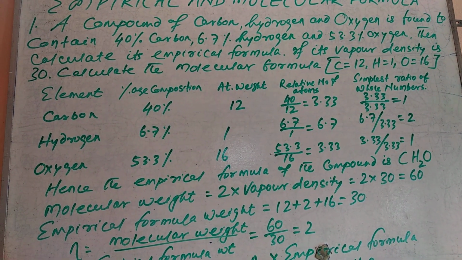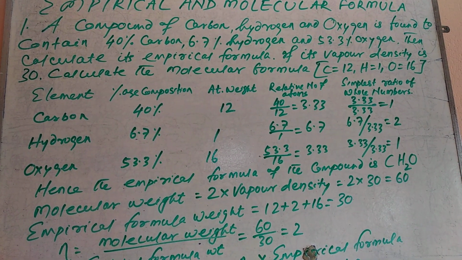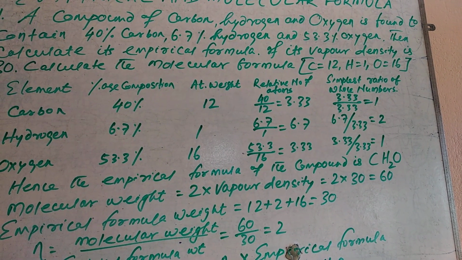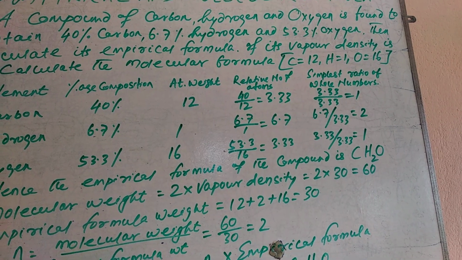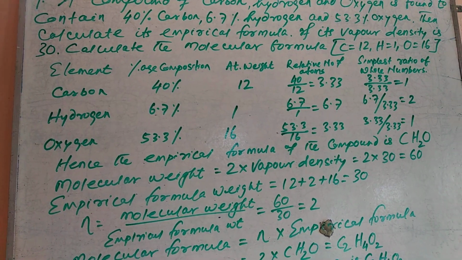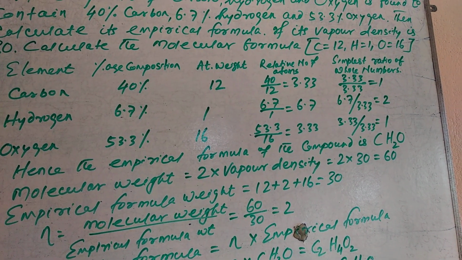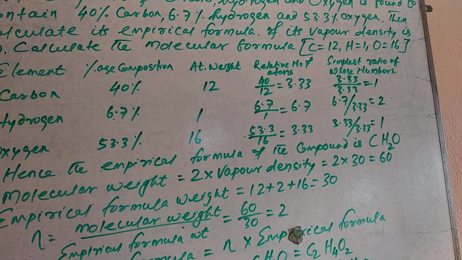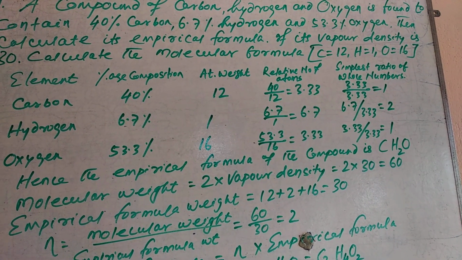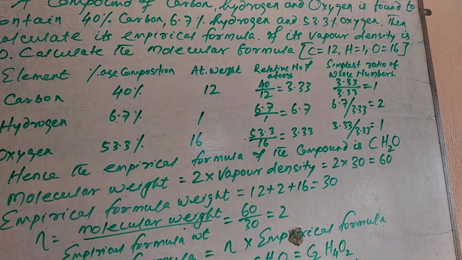Now, my dear students, you have to make 5 columns consisting of the element, percentage composition, atomic weight, relative number of atoms, then the simplest ratio of whole numbers. Now, in this question, it's given that carbon 40%, its atomic weight 12, and the relative number of atoms is the percentage composition divided by its atomic weight. That is 40 by 12 equal to 3.33.